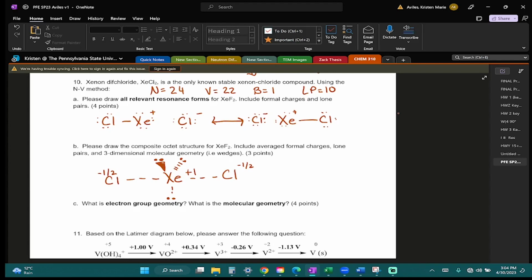You could also draw dashed lines in A if you wanted to. That's acceptable, like instead of the full bond. You wouldn't lose any points for that.